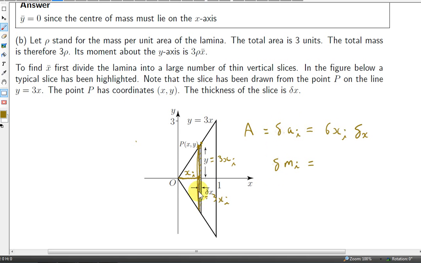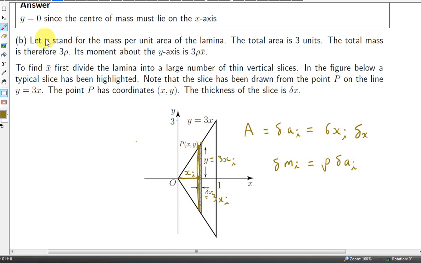Now to get the mass of this element here, which we can think of as a point, even though it's not a point, it's elongated, with distance xi to the y-axis, we need to multiply its area, which is this here, by the mass per unit area, that's rho. So we want to get rho times delta ai. So what is rho?